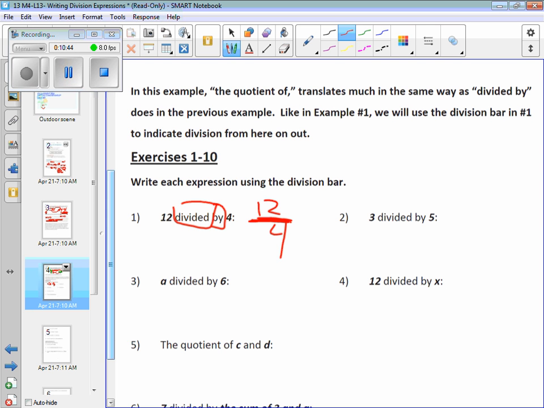It's an improper fraction, right? Do we have to answer it? No, don't solve it. Don't evaluate it. When you get to number 3, you're not going to be able to evaluate it anyway, because it's all going to be algebraic. And 4. So the quotient of 3 divided by 5. Who's on top? 3. Who's on bottom? Done. A divided by 6. Who's on top? A over 6.